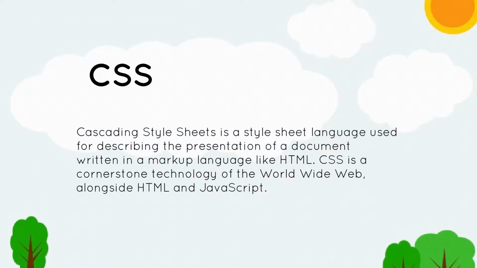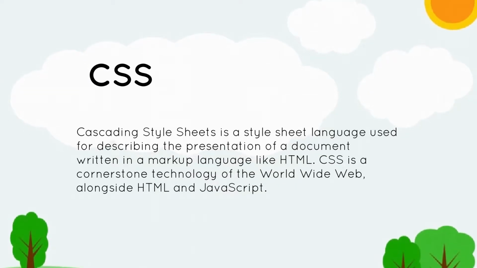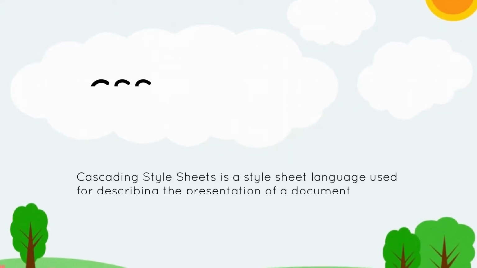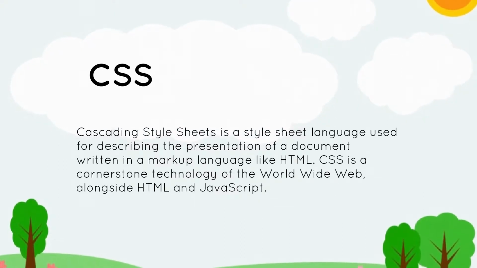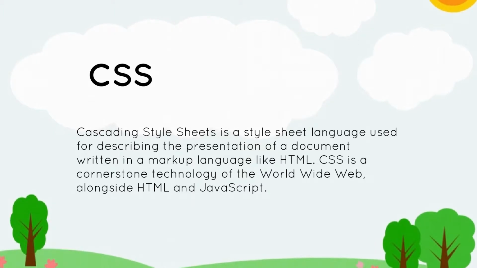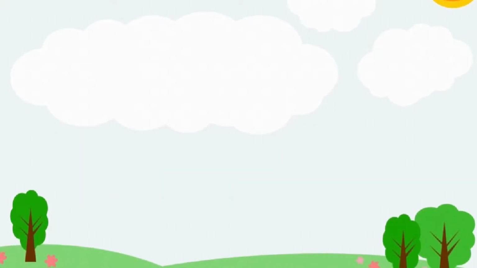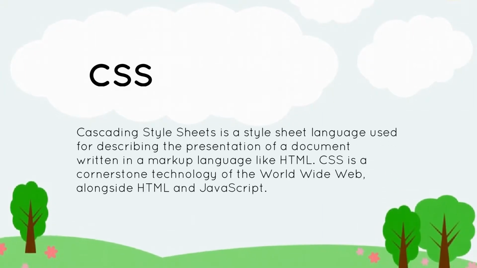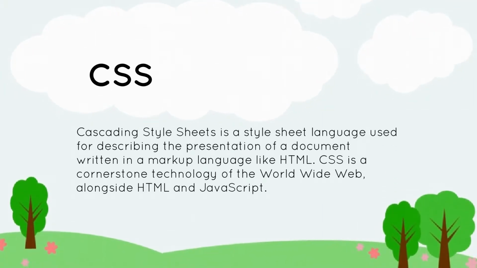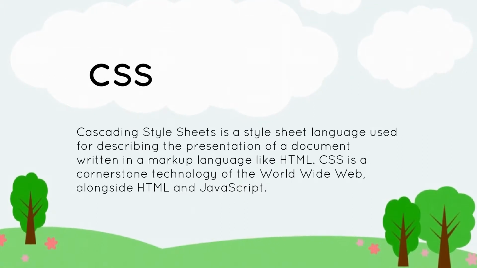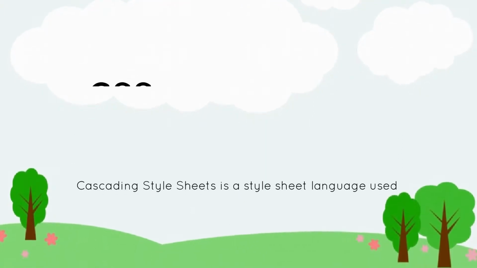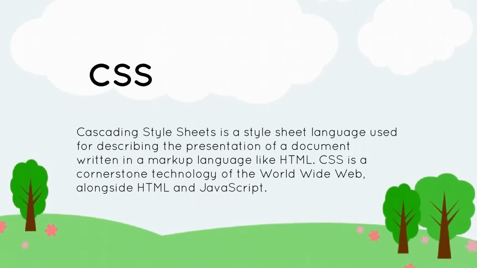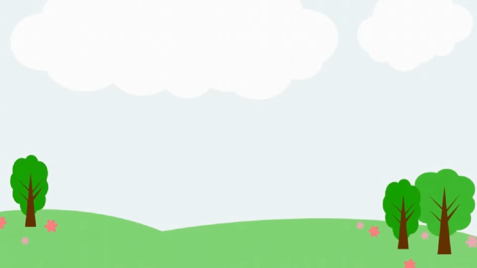Okay, let's know about CSS. CSS is Cascading Style Sheet. It is a style sheet language used for describing the presentation of a document written in a markup language. That means whatever you write in HTML, if you want it to be stylish or look better, you need CSS. So CSS is a cornerstone technology of the World Wide Web, alongside HTML and JavaScript.